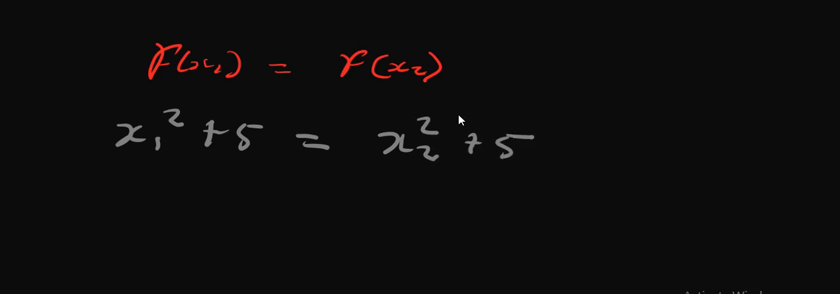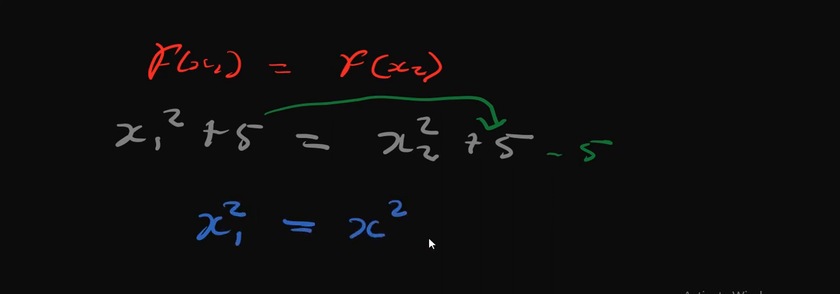So in this case, what we are going to do is get x1 squared plus 5 and equate it to x2 squared plus 5. Like in the previous example, when you take this 5 to this side, it's going to be negative 5, so it's going to be 0. So since we have such a situation, this means that x1 squared is going to be x2 squared.